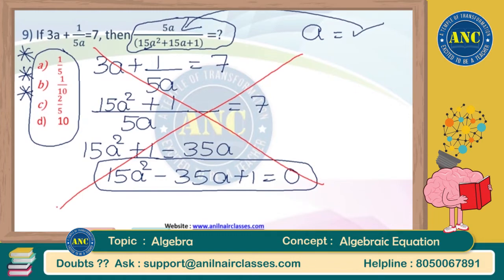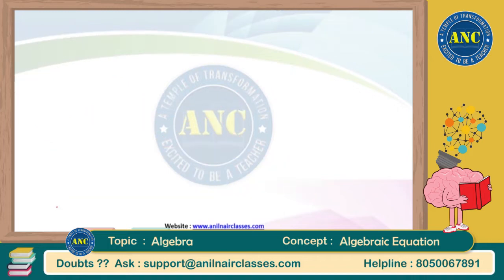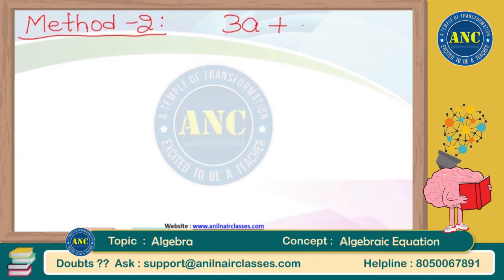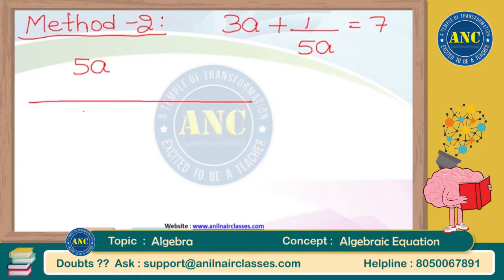Very simple way of saying it. Now, what do I need to do then? How can I solve such kinds of problems in the easiest way possible? Very simple, listen to it. I am solving method 2, which is the A and C way of solving. Now, what is given in the question? The question says 3a plus 1 by 5a is equal to 7. What is asked in the question? They are asking 5a divided by 15a square plus 15a plus 1. This is what they are asking you in the question.